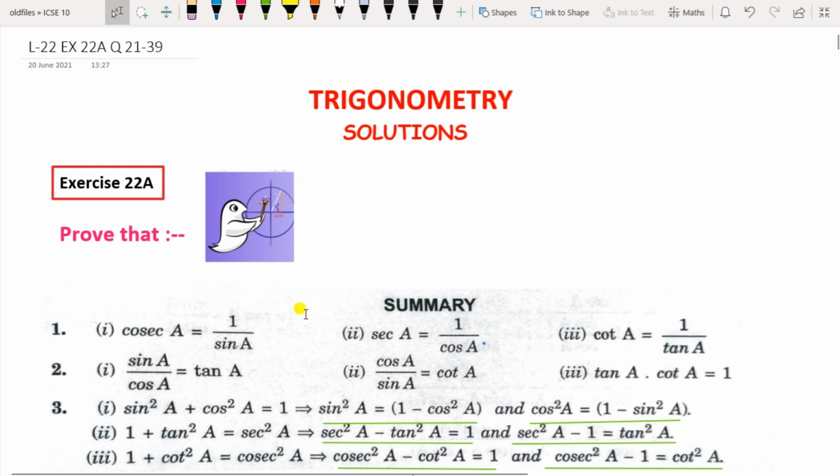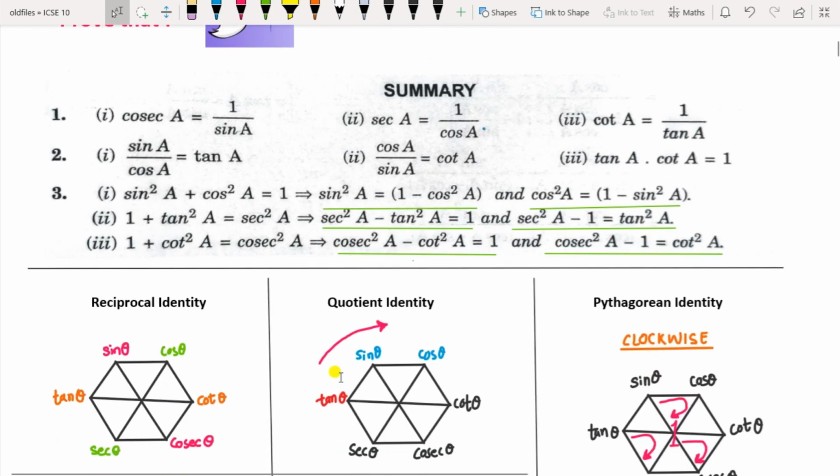This is the summary of important formulas. The first one here is the reciprocal identity. So reciprocal means cosec is the reciprocal of sine, sec is the reciprocal of cos, cot is the reciprocal of tan. Then comes the quotient identity, the second one. Quotient identity means sine upon cos is tan, cos upon sine is cot, then tan into cot will be 1.